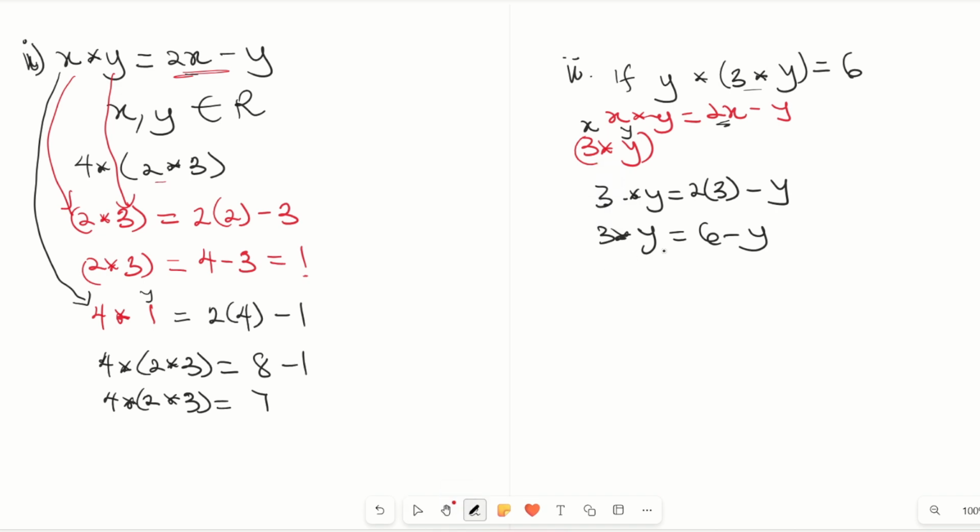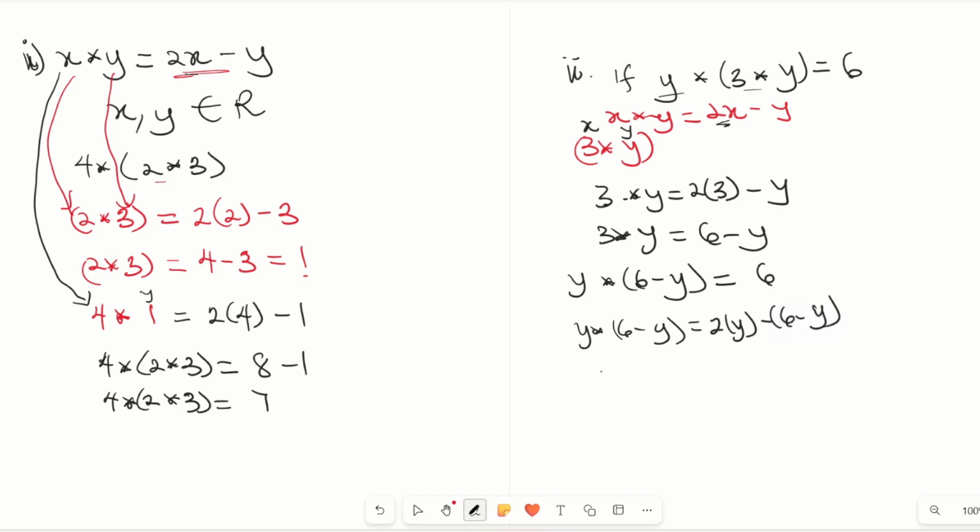So now that we have 6 minus y, we can replace it with the part of 3 operation y in the y operation 3 operation y. So now we have y operation 6 minus y, right? And all this is equal to 6. So let's look at the left hand side, y operation 6 minus y. Putting it into x operation y, we have y operation 6 minus y to be equal to 2 multiplied by y minus 6 minus y, right?